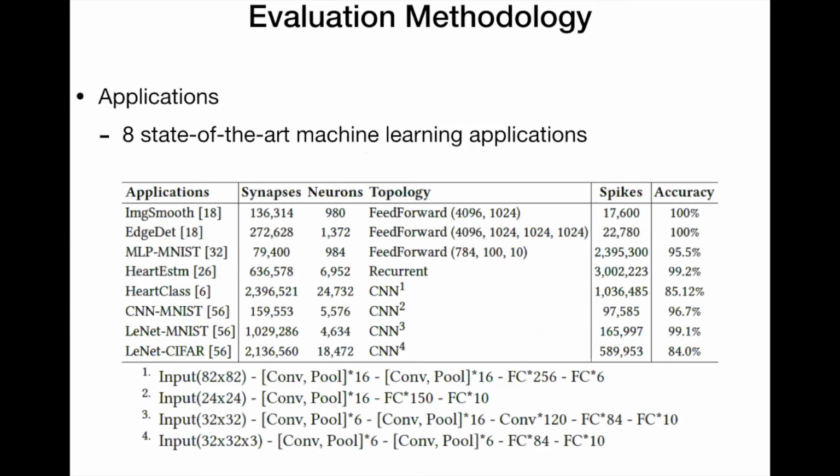So we evaluated 8 state-of-the-art machine learning applications. These are image smoothing, edge detect, MLP MNIST, heart rate estimation, heart rate classification, CNN MNIST, LeNet MNIST, and LeNet C4. These applications range from feed-forward neural networks to recurrent neural networks, and the last 4 are convolutional neural networks, whose architecture is shown towards the bottom of this table. The number of synapses and neurons of each application are mentioned in the table, as also the number of spikes that are generated in the application and the accuracy.